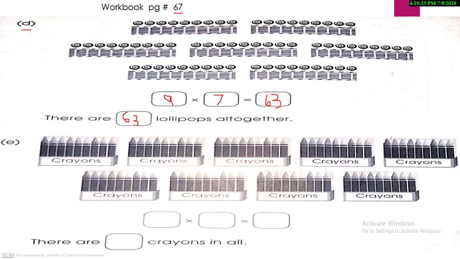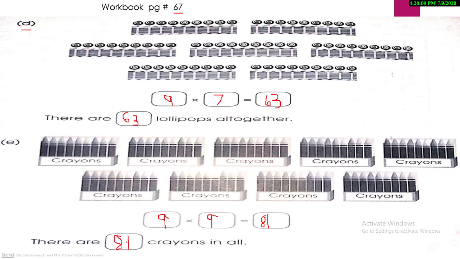Okay. And now we are moving to the last part of the page, that is part E, and that is about crayons. So there are 9 crayons in each box. So you will mention 9. And how many boxes are there? 1, 2, 3, 4, 5, 6, 7, 8, 9. Okay, 9 9s are. It's very easy. 9 9s are 81. Very good. So you will mention the same answer over here as well. See how quickly we add the crayons.